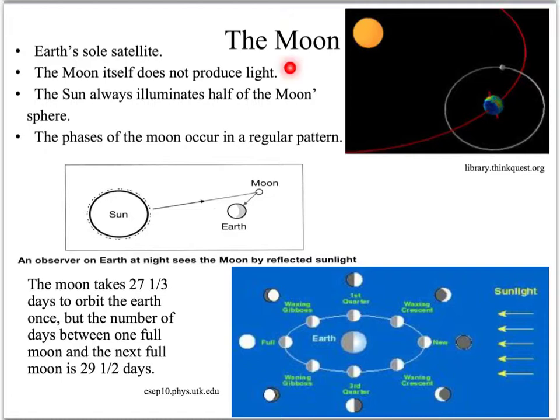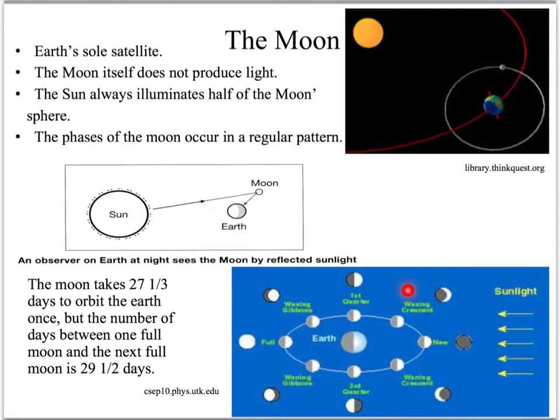The moon does not produce light. We see it from the Earth only because the moon reflects the light from the sun. The sun always illuminates half the moon's sphere. Phases of the moon occur in a regular pattern.